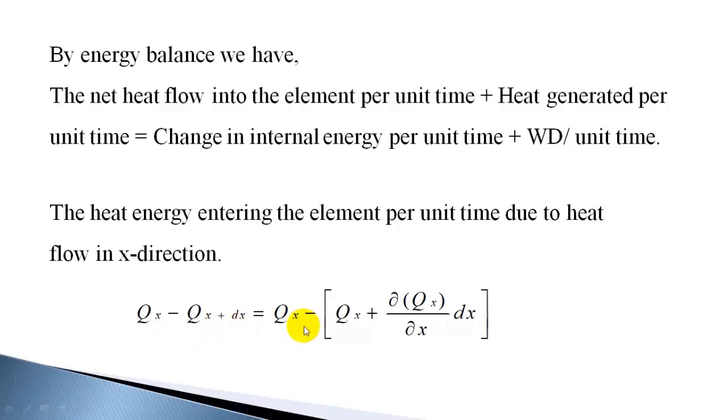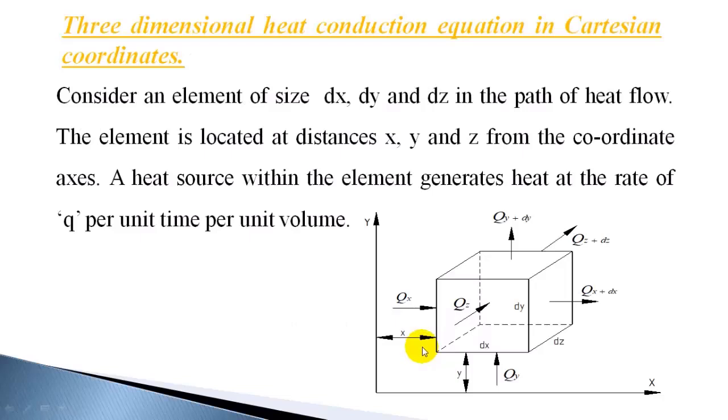So Qx minus, what is Qx plus dx? You can write it as Qx, the quantity at the left hand side of the element, plus the rate of change of the quantity in the x direction times dx, the element size in the x direction. So this is the right hand side. The heat flow can be expressed as the heat flow at the left plus the rate at which it is changing with respect to x times dx.